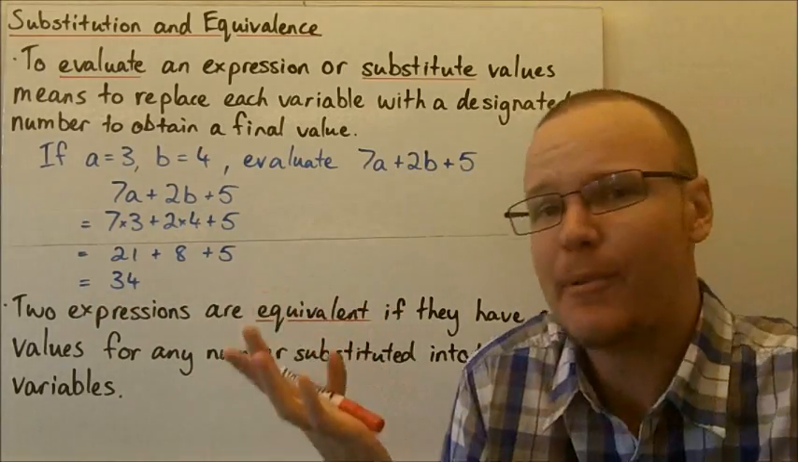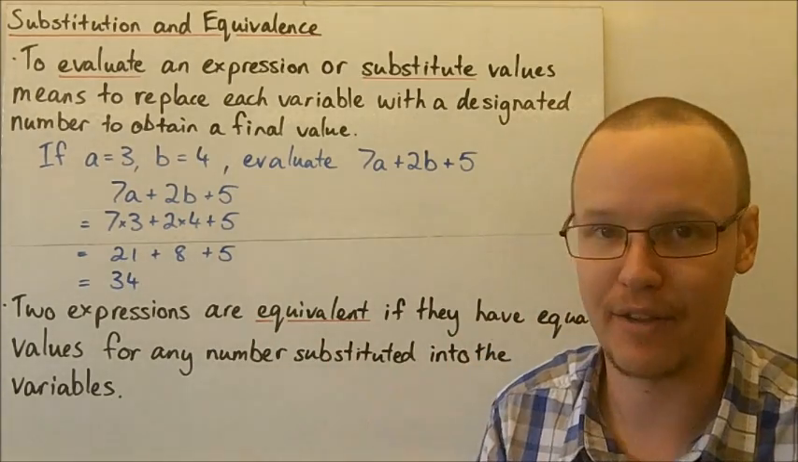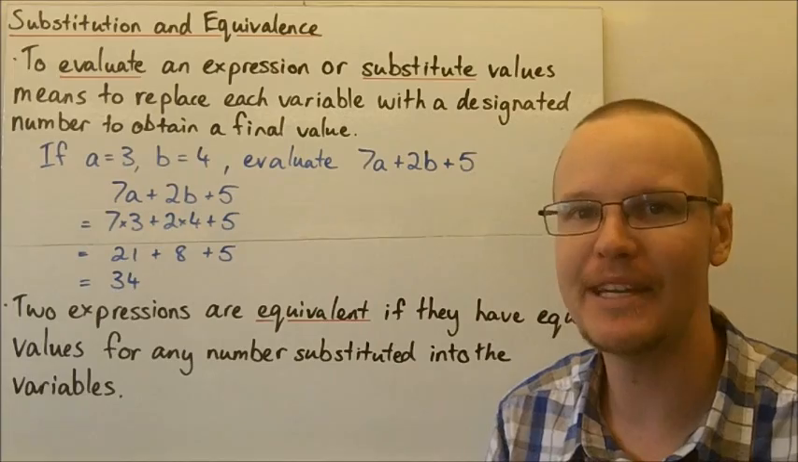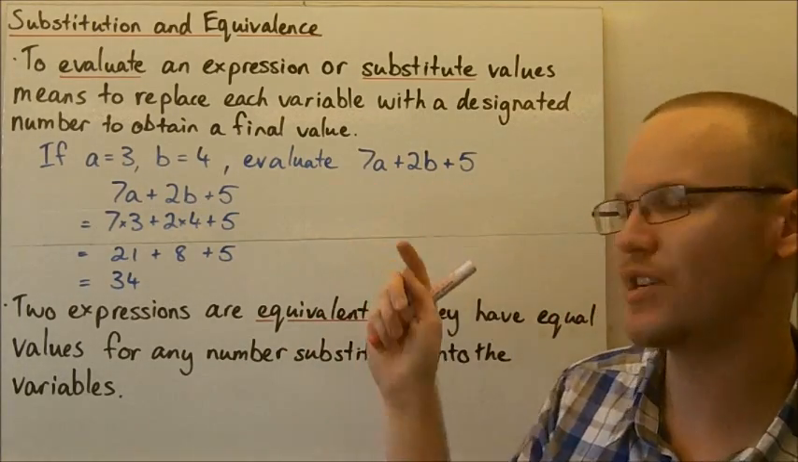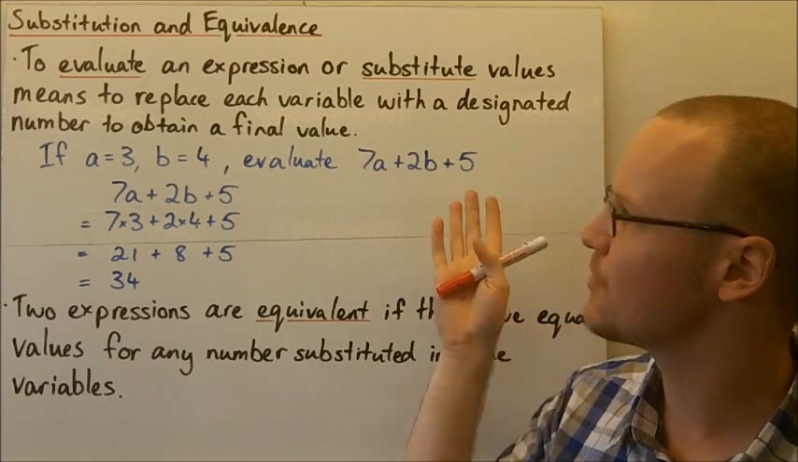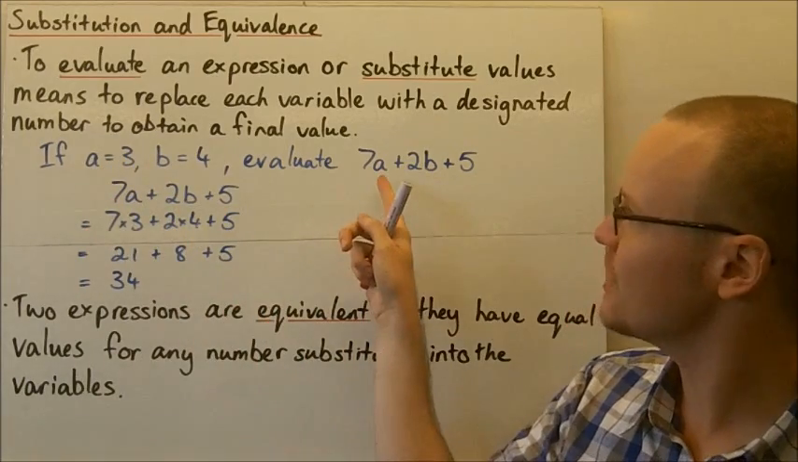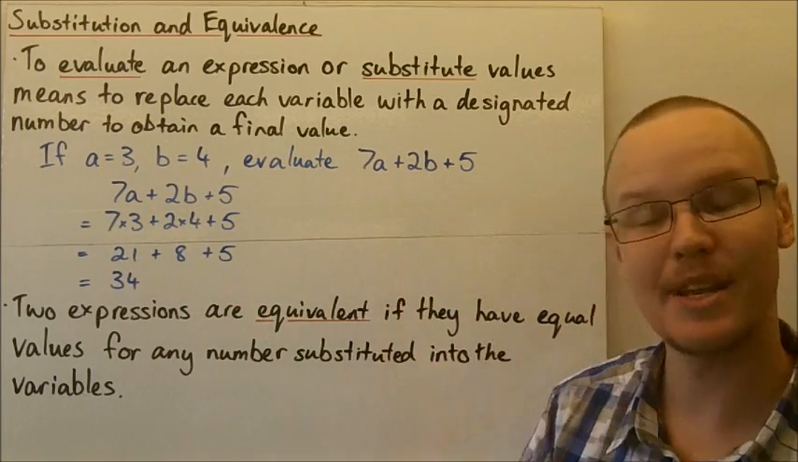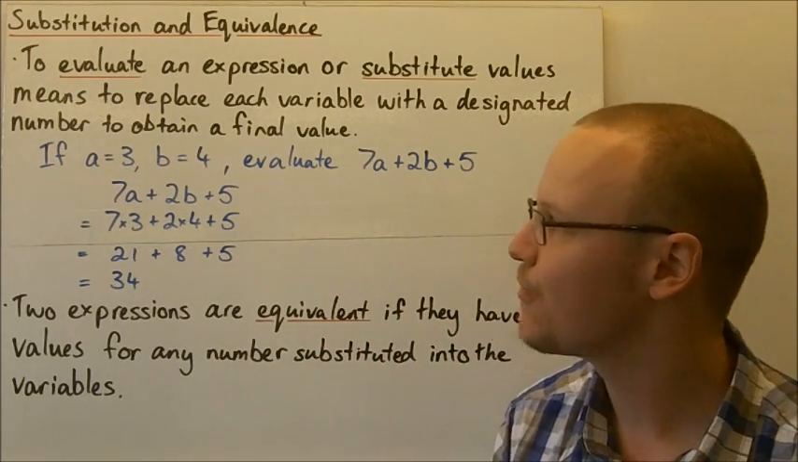So that means that any time we see an A, that's the same as putting in a 3 or having a 3 there. Every time we see a B, it's the same as having a 4 there. So we need to evaluate this expression here, 7a plus 2b plus 5. So we need to substitute in a equals 3. So a here, we'll substitute in 3 for that. B here, we'll substitute in a 4 for that.